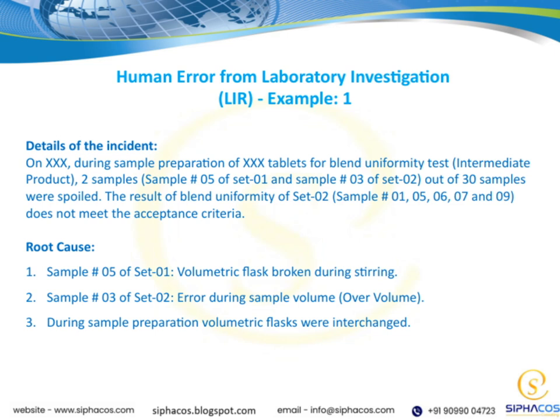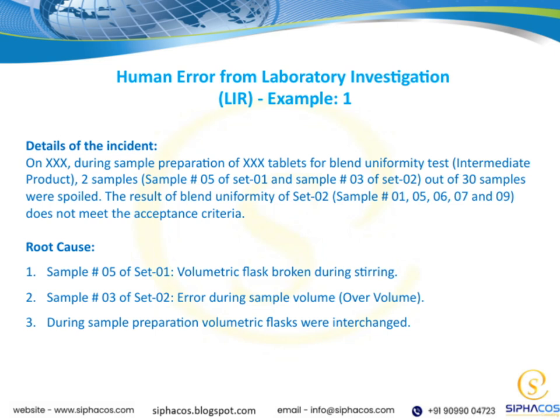Moving on to the root cause analysis, we identified that the problem with sample 5 of set 01 was due to the volumetric flask breaking during stirring. This likely compromised the sample's integrity. For sample 3 of set 02, the issue was an error during the volume measurement. Specifically, overvolume was used, which affected the sample's accuracy.